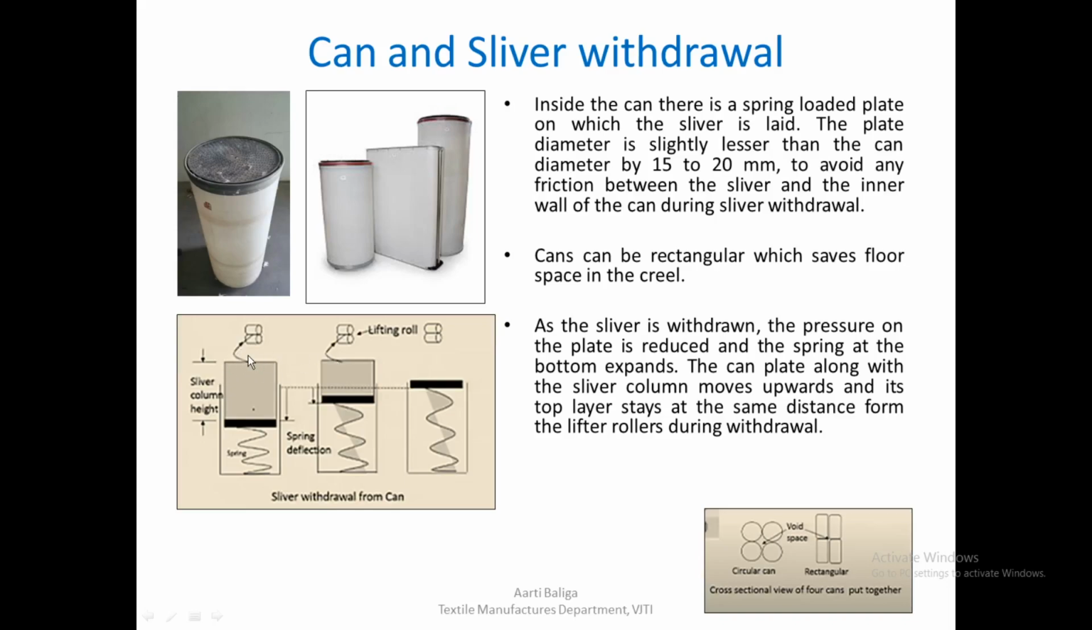Since if this can plate was not there, this sliver would be coming from somewhere here, and the distance between the lifter and the top layer of the coils would be different in different situations. If this can plate was not there, the sliver would be coming from somewhere from the bottom, and there would be a tension difference between the first case and the second case. So this is the reason why this can plate is very, very important. The system avoids sliver breakage due to its own weight.